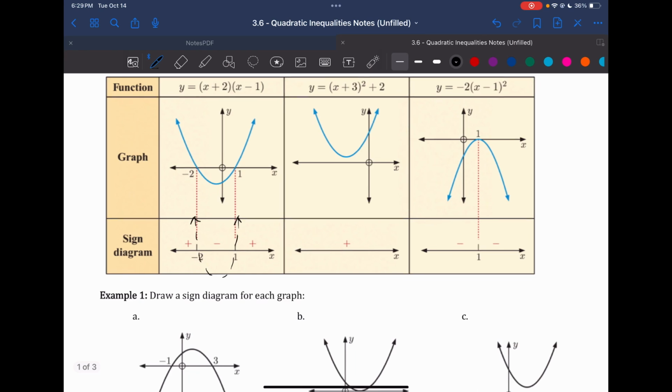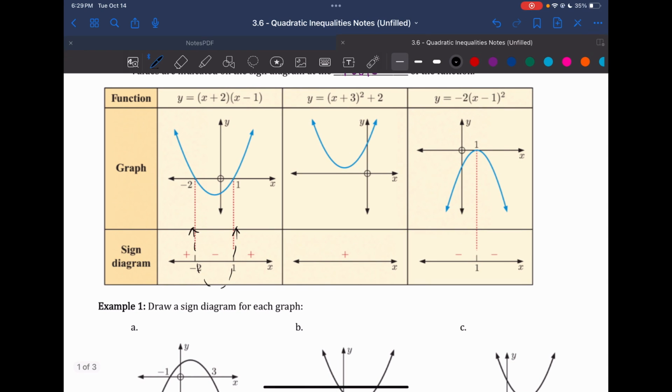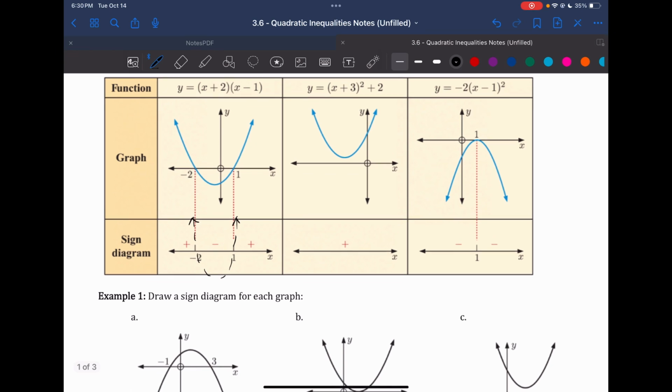For the second one, we can see that this parabola does not even touch the x-axis, so we just put a positive sign to indicate that it never actually touched it the whole time and it's positive. For the third one, we can see that it does touch the x-axis, but it only happens once. So we still have to indicate that the root exists there. However, you can still put two negative signs to indicate that it didn't change direction, it didn't go above the x-axis, it just came back down.